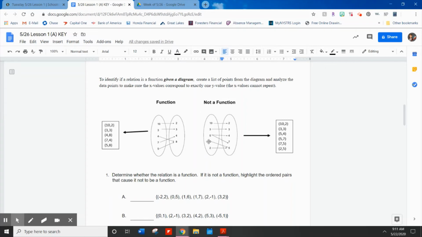The one that is not a function, you can see at the 5, it's going to 2 different output values. That equates to the 2 coordinates 5, 4, and 5, 7. X values repeat, so it is not a function.